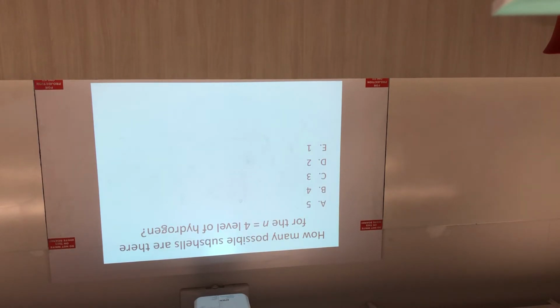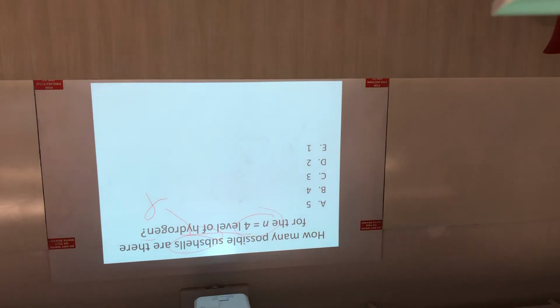So I have a couple of questions. How many possible subshells are there when n equals 4? So how many subshells do we have? Subshell means we are talking about the angular momentum quantum number, yeah? So under principal number of 4, how many L do you have?